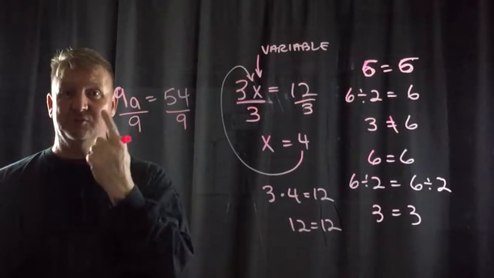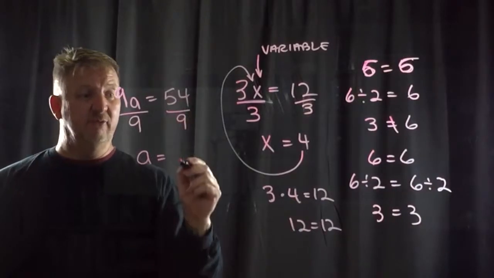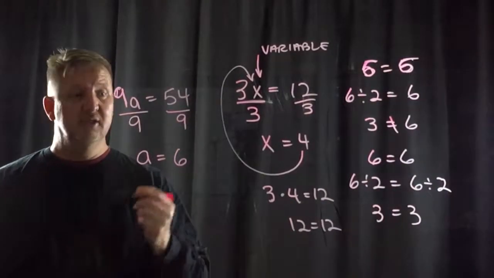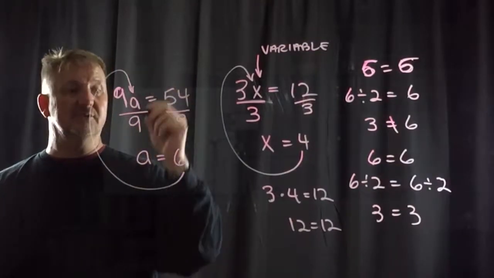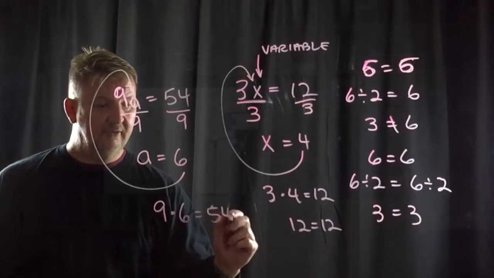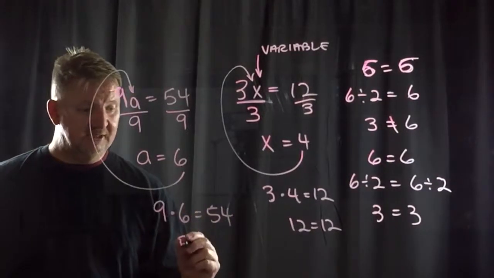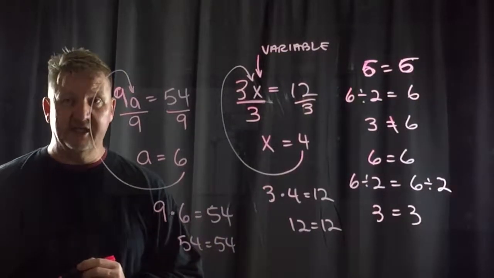9 divided by 9 is 1. 1 times a is just a. 54 divided by 9 is 6. So a equals 6. We can plug it back in and check it out. Does 9 times 6 equal 54? 9 times 6 is 54, and 54 equals 54, so yes, we have a match.